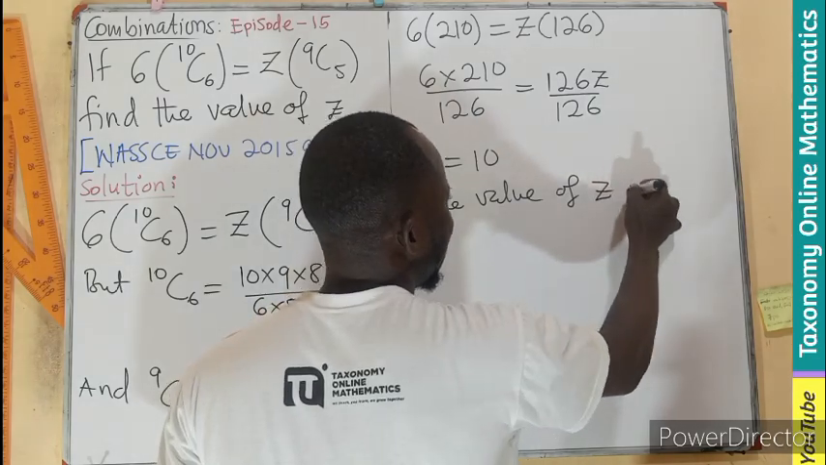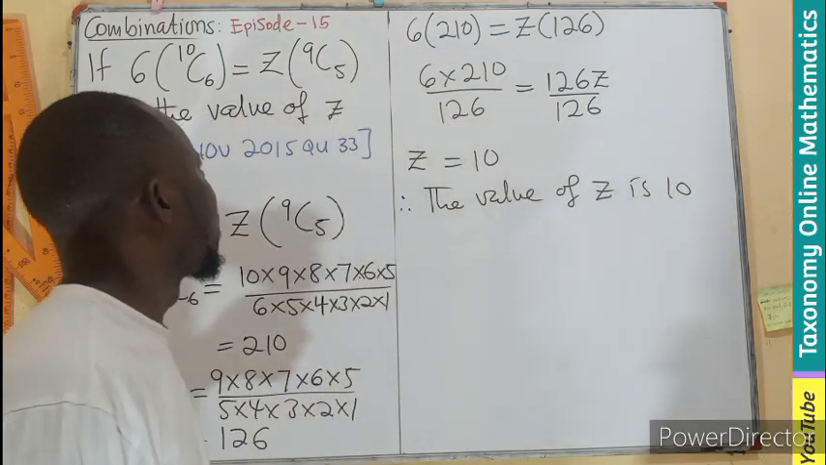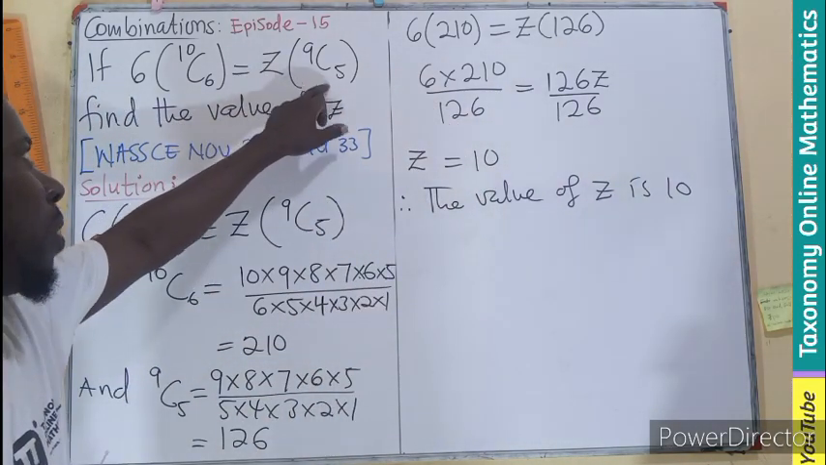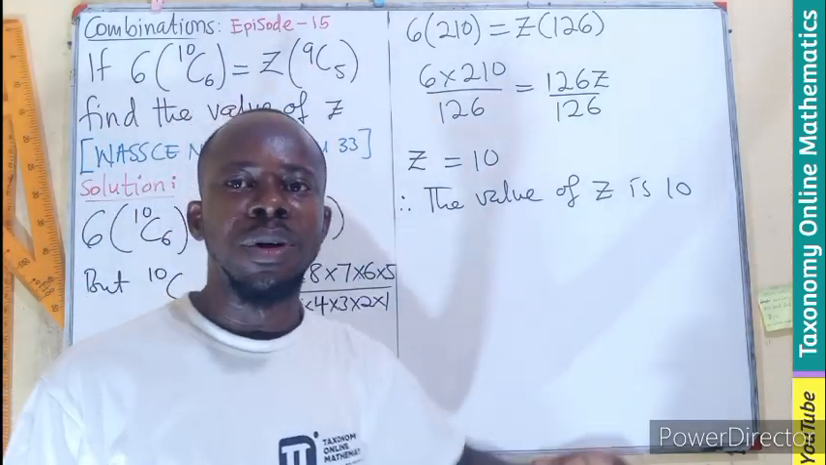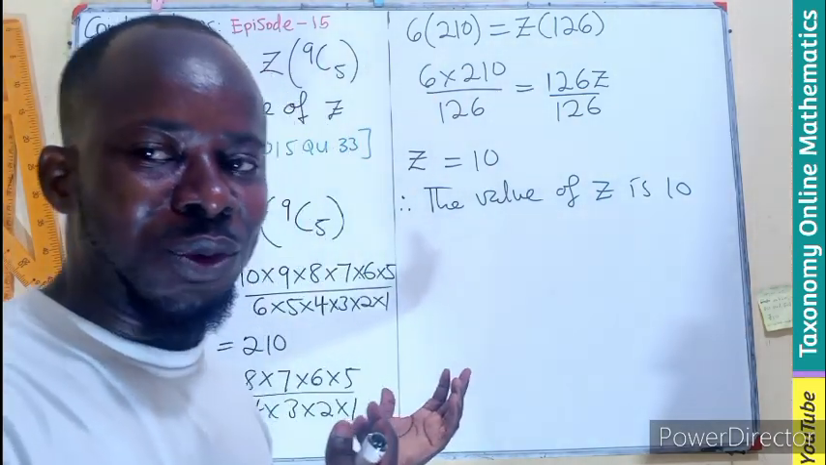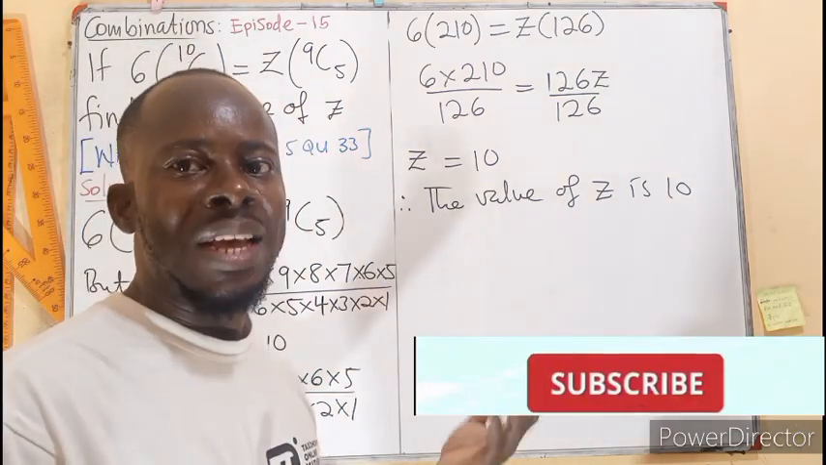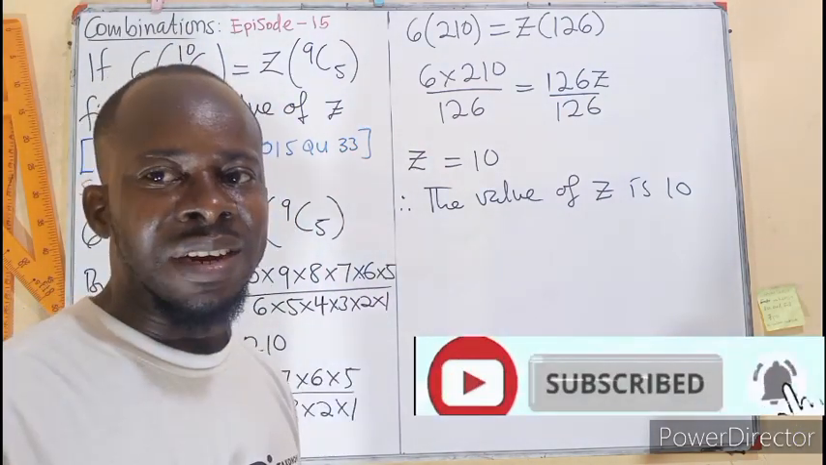So therefore, the value of z is just what? 10. It means when 10 is used to multiply this and 6 is used to multiply this, the left side will be the same as what? The right hand side. I guess we are through with this. The expansion of the formula is what is needed in order to arrive at this answer.